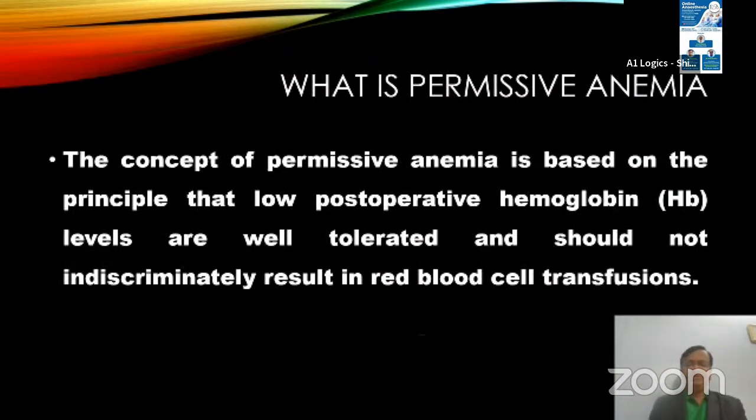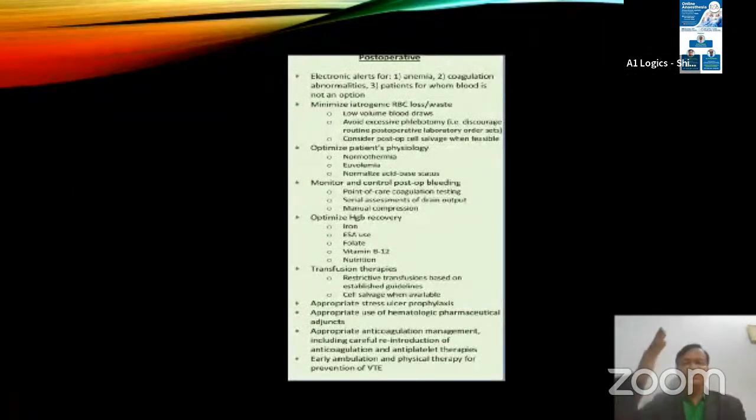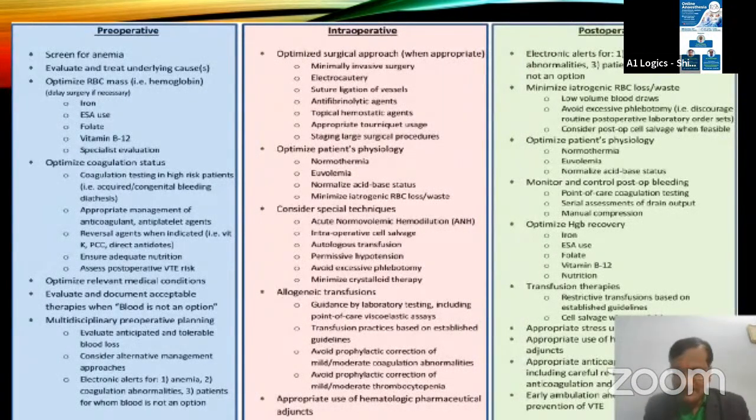What is permissive anemia? The concept of permissive anemia is based on the principle that low post-op hemoglobin levels are well tolerated. Don't give blood; a little less hemoglobin is well tolerated in the post-operative period. So these are all the guidelines. Again, I see optimize hemoglobin recovery. Nobody uses post-operative erythropoietins at all. Folate, B12. So there are two things: liberal transfusion and restrictive transfusion. Liberal is around 9-10 you give transfusion. Restrictive is around 7.5 to 8.5 only you give transfusions. These are all the complete guidelines.